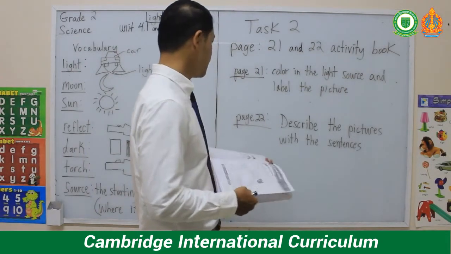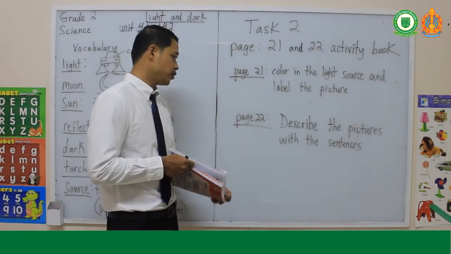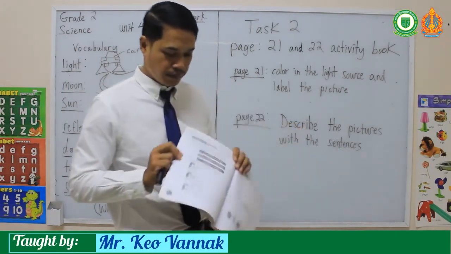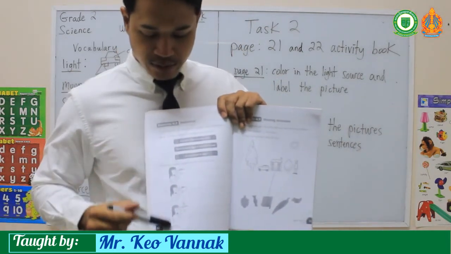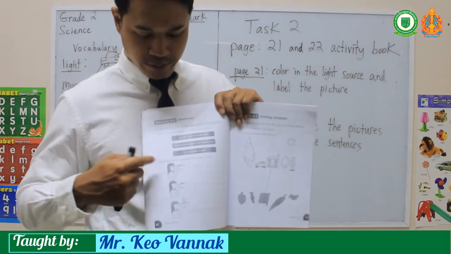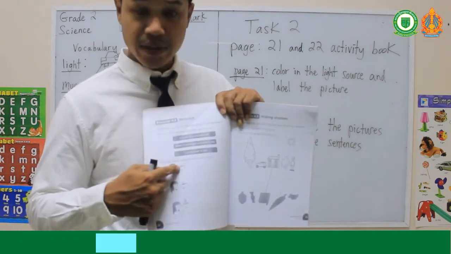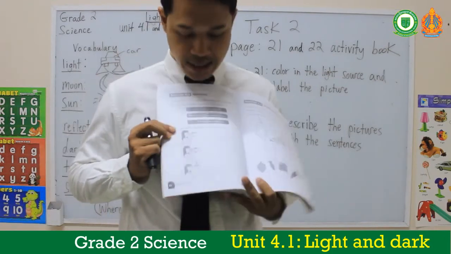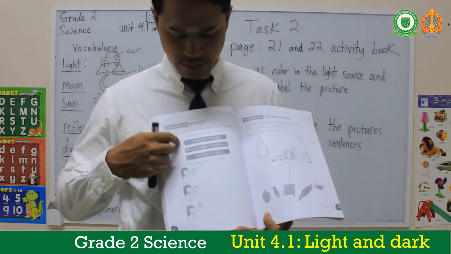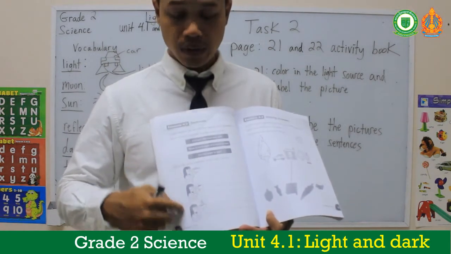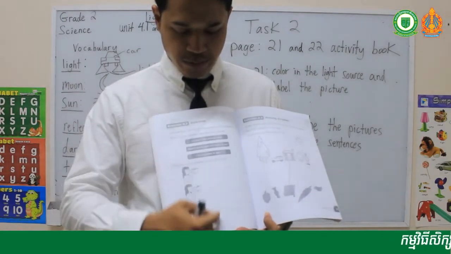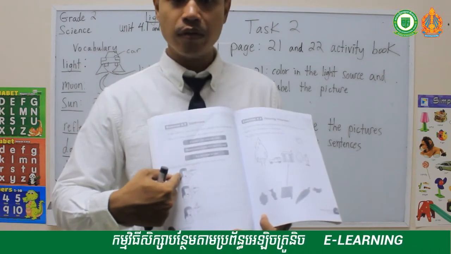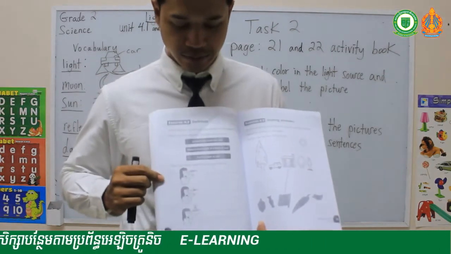Then the next one is page 22. Describe the pictures with the sentences. Here we go. These are the pictures, and just take a look at the picture. She's staring into a box, she's looking into a box. Now, here are the sentences. You have 3 of them along with 3 pictures. Just read the instructions carefully, and whatever she is doing in that picture, you put that sentence.